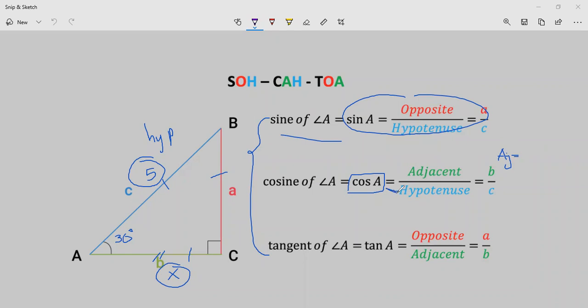Adjacent equals hypotenuse multiplied by the cosine of the angle. I multiply them only. So x is the adjacent. So I want to find the adjacent, which equals hypotenuse, which is 5, multiplied by cosine 30, or whatever the angle is. Then directly you will find the answer.